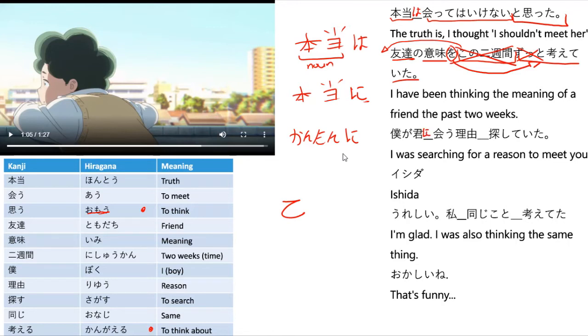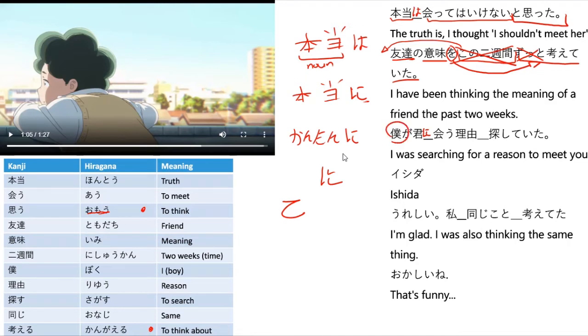会う. Again, this に particle, just remember we've gone over two definitions: に as an adverb, as in 真面目に, 本当に, and に as going towards something. So in this case, it's 君に, which means towards you. 会う means to meet, so we're meeting you. The 僕 is meeting the 君.